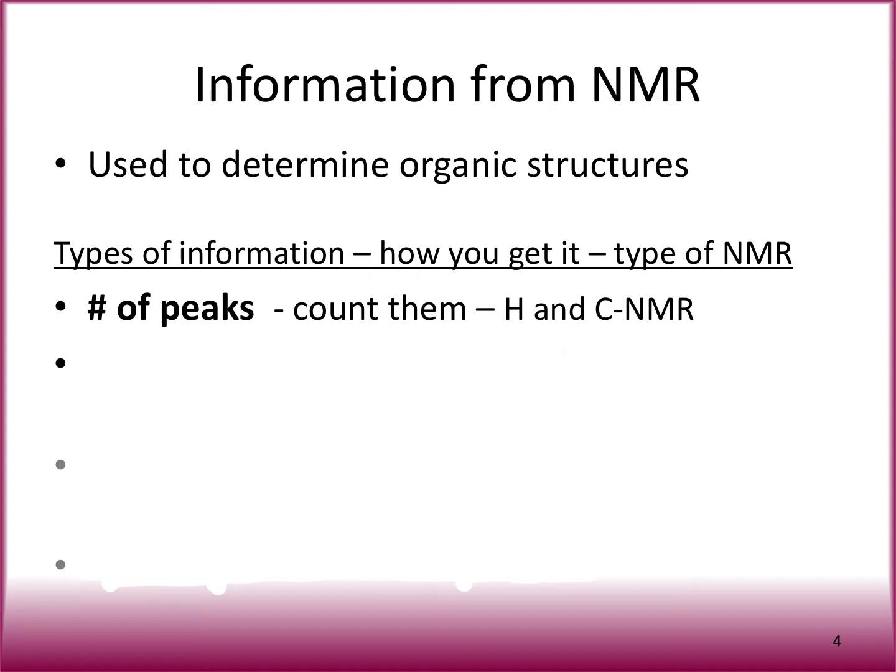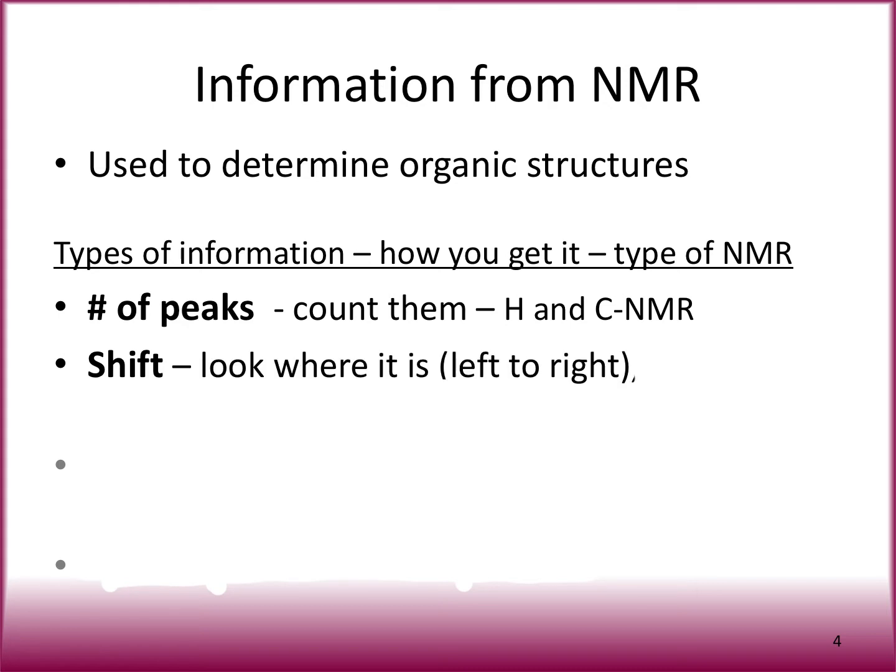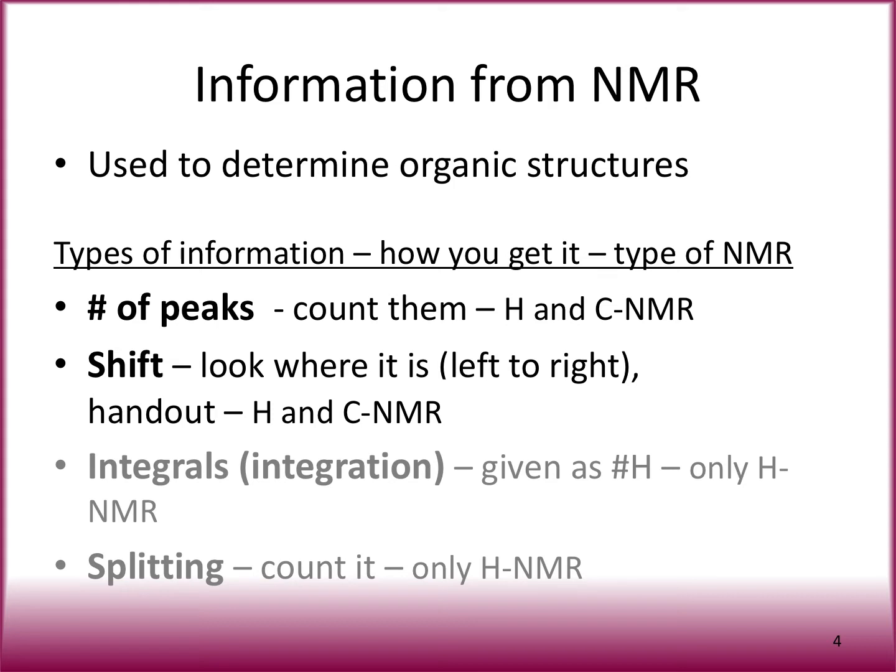The next thing that we will look at is called the shift. The shift is going to be something that you can also see, but it's going to involve the numbers at the bottom. So you're going to see where the peak is left to right on the scale, and you're going to use that number and match it to the handout. And once you match it to the handout, that's going to give you an idea about the functional group. Now for carbon NMR, that's pretty much all the information you're going to have, but there's a couple other things you can learn from hydrogen NMR, so I've shown these here at the bottom, just so you know for future reference. So now that we've got them all listed, let's start talking about what these things mean.